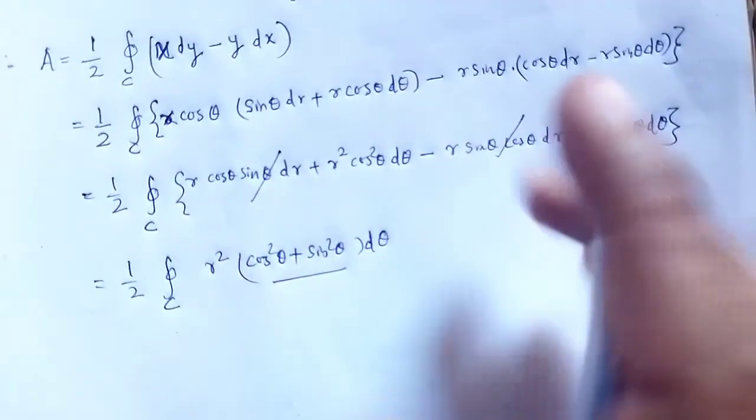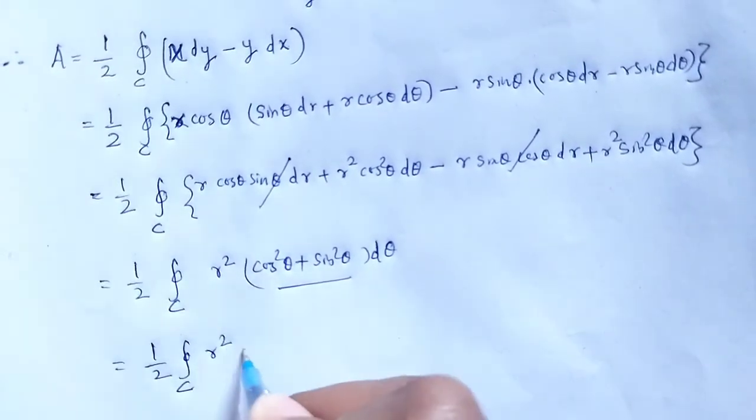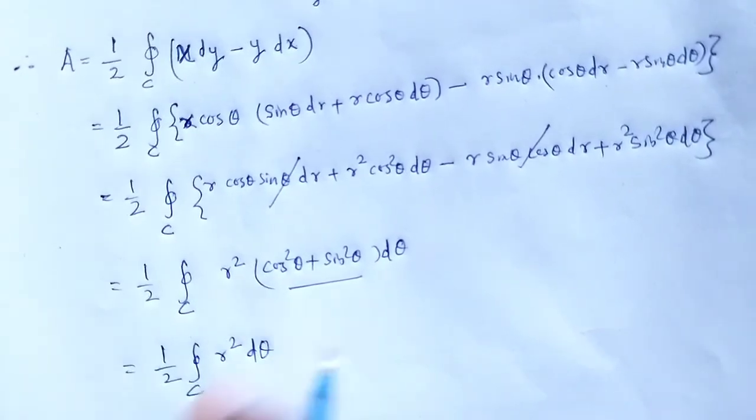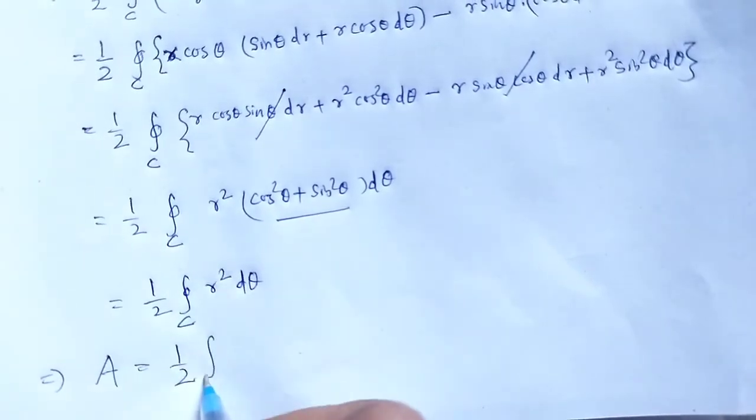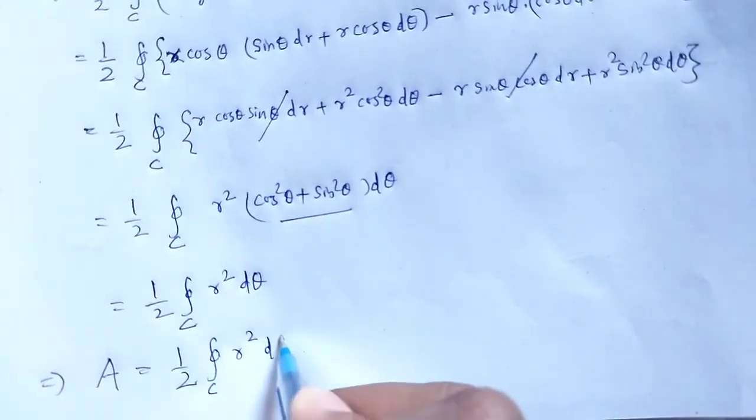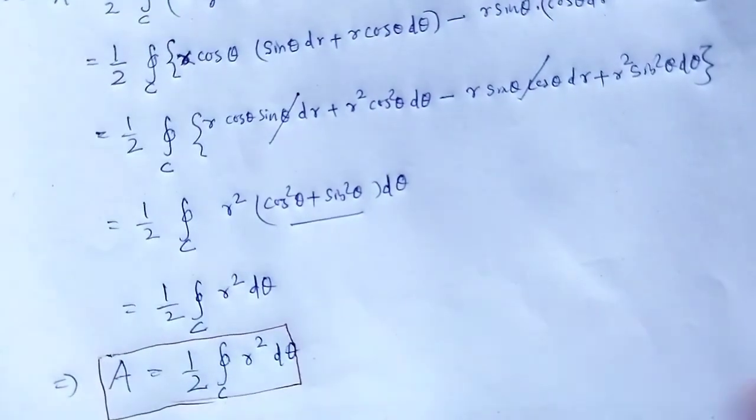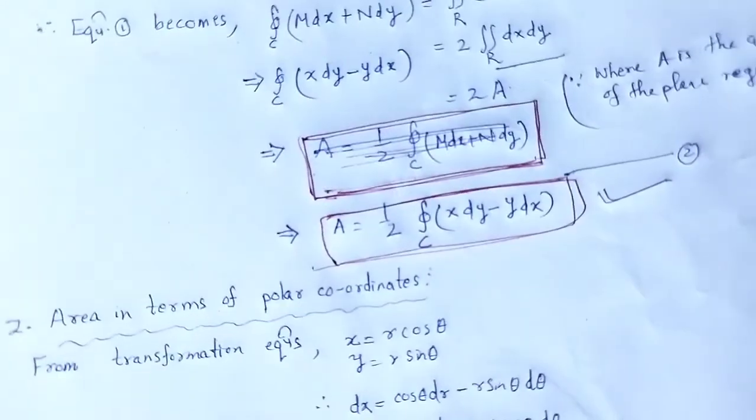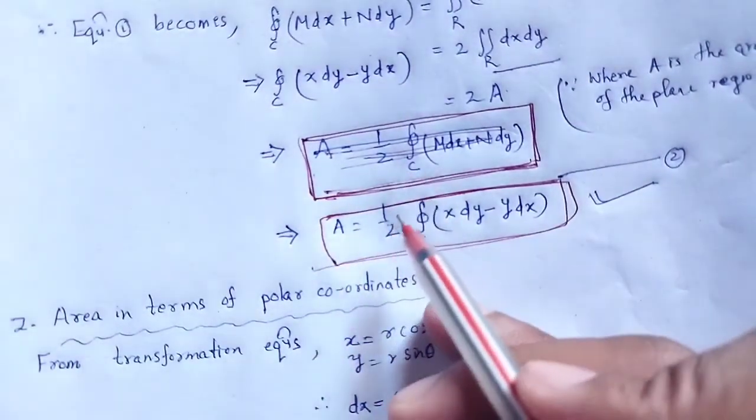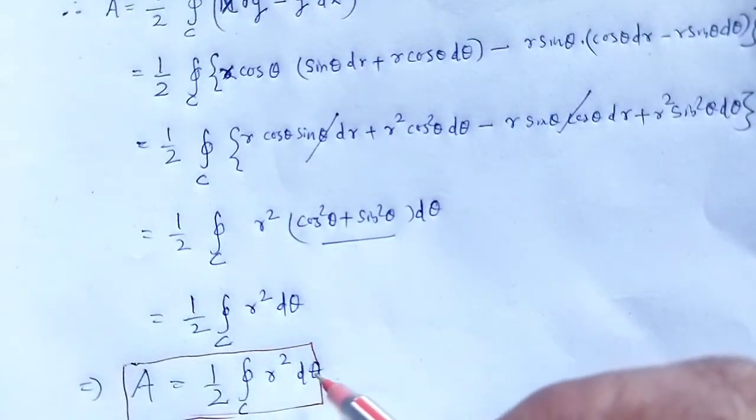This value will be 1. That's why it is half closed curve integration over c r square d theta. Therefore, we have the area of a plane region in polar coordinates, that is half closed curve integration over c r square d theta. Now, by using Green's theorem, we find the area of a region in Cartesian coordinates, that is half closed curve integration over c x dy minus y dx. Again for polar coordinates, it is half closed curve integration over c r square d theta.